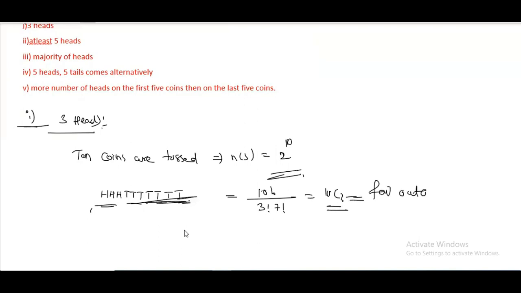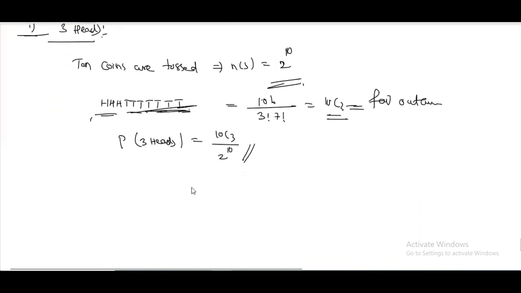Favorable outcomes means out of 10 tosses, we have to select 3 heads in 10C3 ways. So the probability of getting 3 heads is 10C3 by 2 power 10. What is the second question? At least 5 heads. At least 5 heads we should get. So how will you get at least 5 heads?